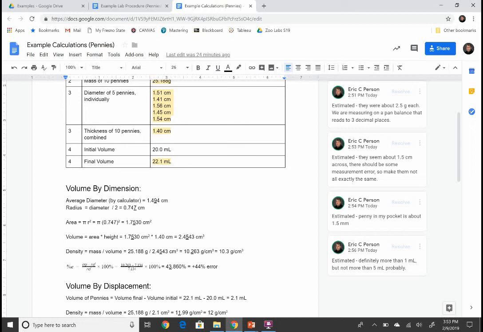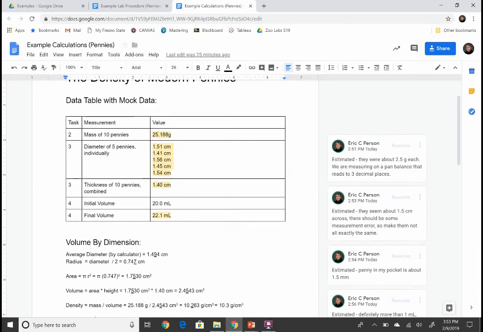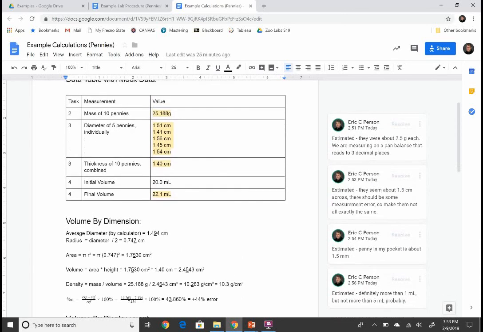And the volume by difference, so they were going to take a graduated cylinder, put some water in the bottom, dump some pennies in, and look at the difference. And making up numbers again, starting with 20 would be enough that all the pennies would go beneath the surface, which is what you need for this method. And then I'm going to guess it's going to go up by just a little over 2 milliliters. That seems plausible. So now I've generated some fake data, and we can run this through the calculations.